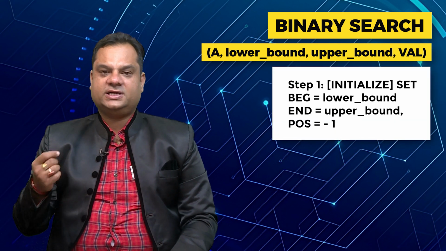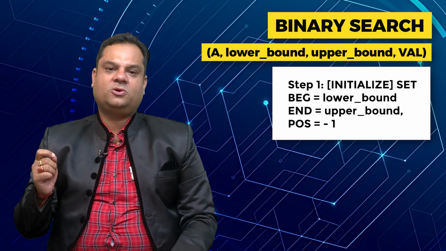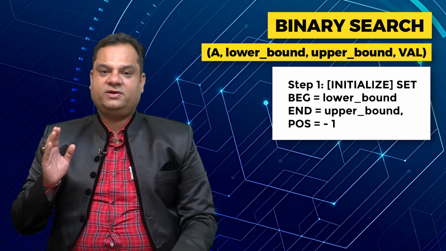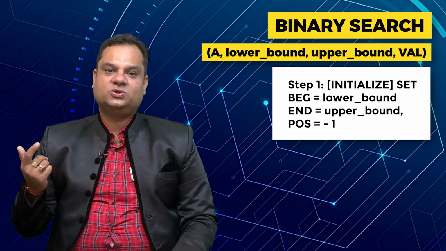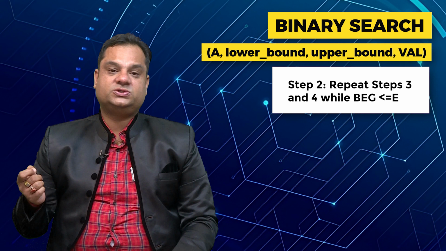So in an examination point of view, you can write the pseudocode of binary search directly. So binary search, inside the parameter, lower bound, upper bound, and value. In step number 1, initialize: set beginning equal to lower bound, end equal to upper bound, and position equal to minus 1. Here we don't know the position of where the particular data you want to search will be held, so initially you put the position equal to minus 1. In step number 2, repeat steps 3 and 4 while beginning is less than or equal to end.